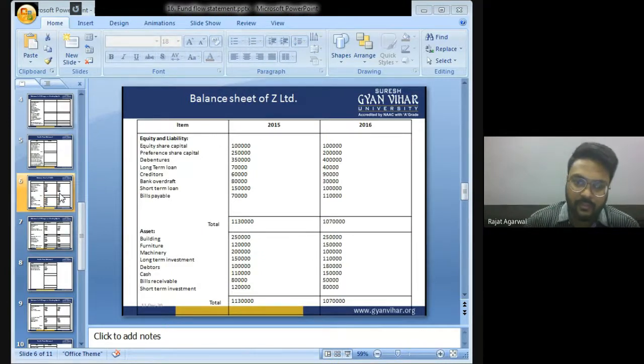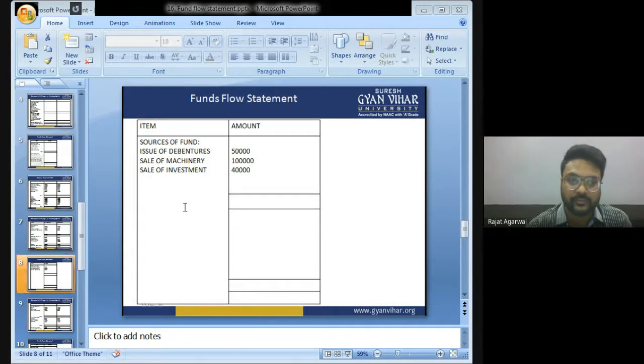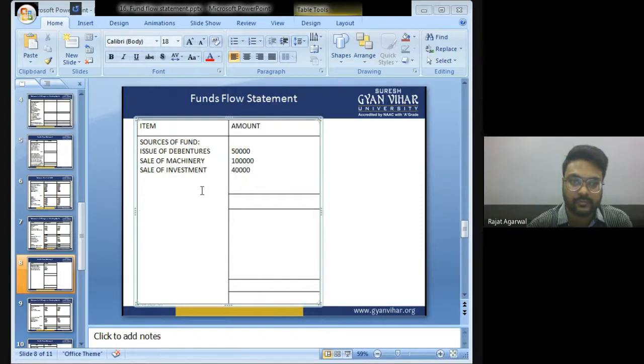Sale of investment 40,000. Now debtors, cash, bills receivable and short-term investment, all these are current assets. We will not consider them. Now these are only sources of fund. So let's make a total of this. How much will be the total? 50,000 plus 1 lakh plus 40,000, that is 1,90,000.